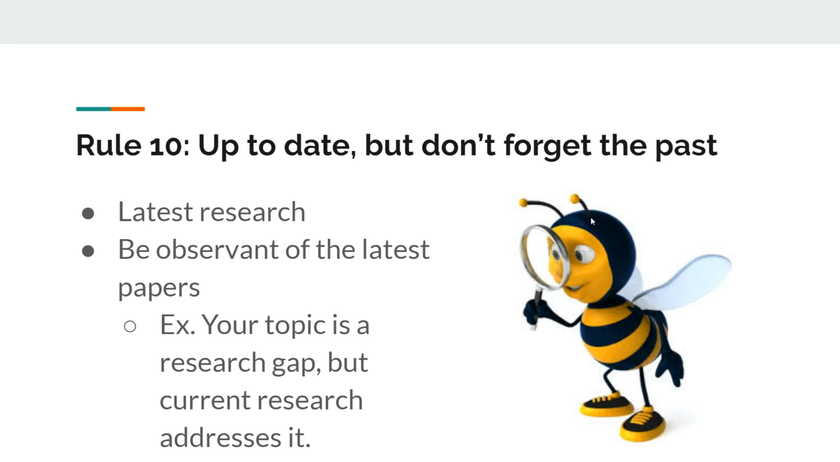So rule 10, which is also another tricky part of this: up to date, but don't forget the past. Basic foundational knowledge you can use. The history of it is fine to use from literature that's 10 or 15 years old. But when you're trying to present the most current research, I would say 3 to 5 years old.